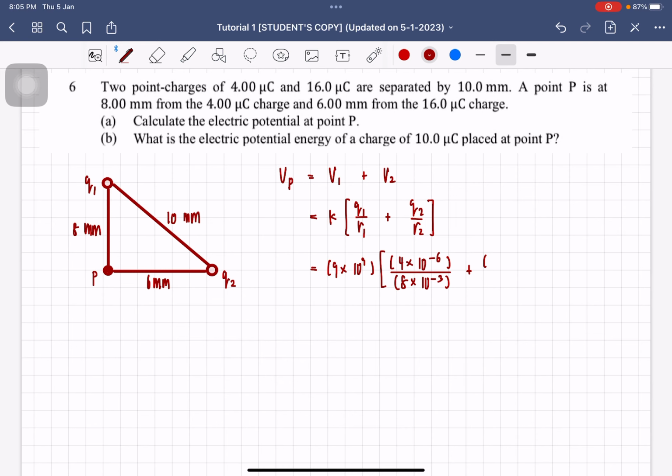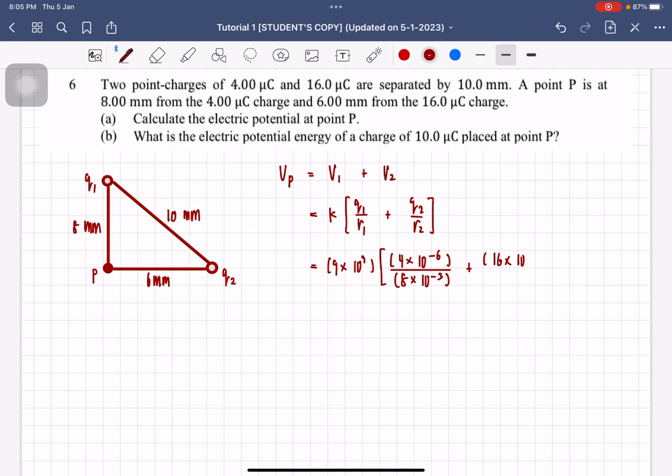Q2 is 16, and the distance is 6 millimeter. From there, just substitute that into your calculator, calculate it, add, and it will give you 2.85 times 10 to the power of 7 volt. So that is the electric potential at point P. That is for question A.